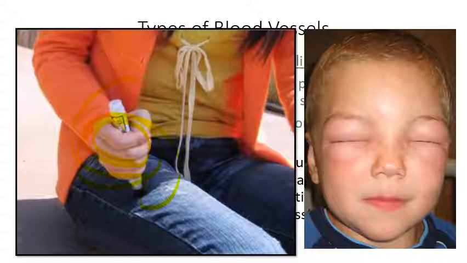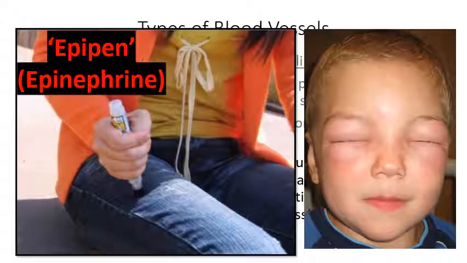That EpiPen contains a spring-loaded needle that gives them a shot of epinephrine. Remember from the endocrinology section that epinephrine increases the heart rate. Increasing the heart rate will increase the blood pressure, and that will, as a temporary emergency measure, allow the blood to circulate around the body fast enough that they can be rescued until medical people get there. Okay, so this is called an EpiPen because it's full of epinephrine.